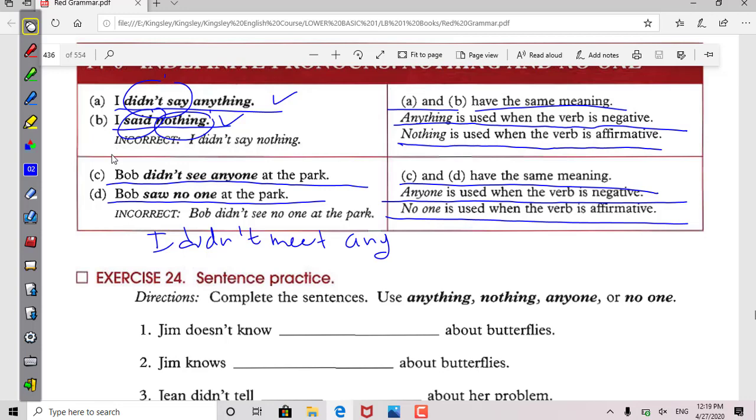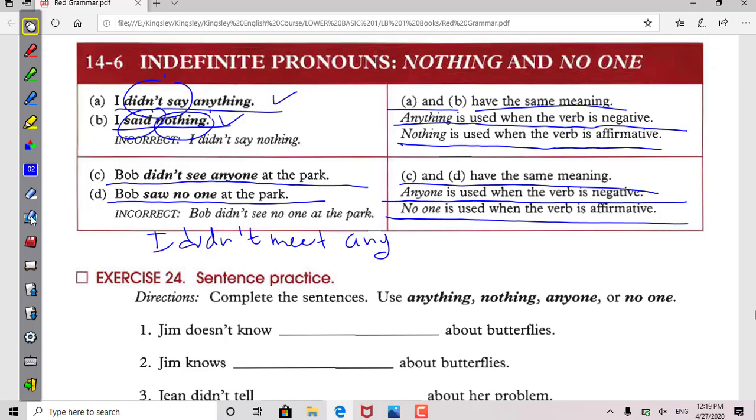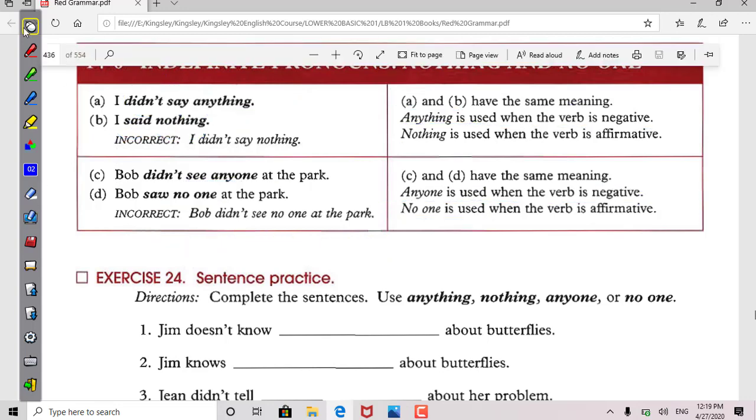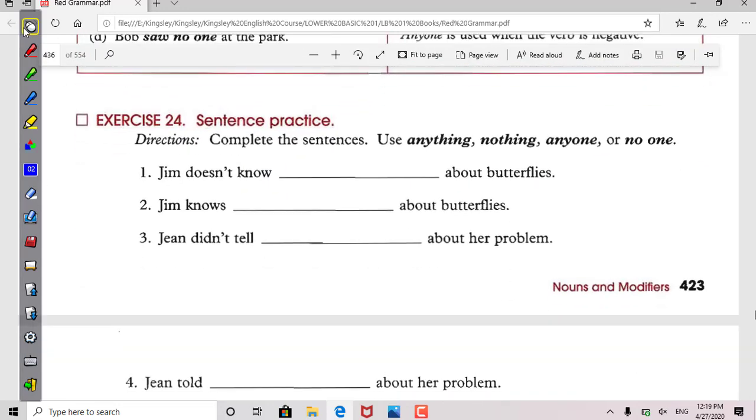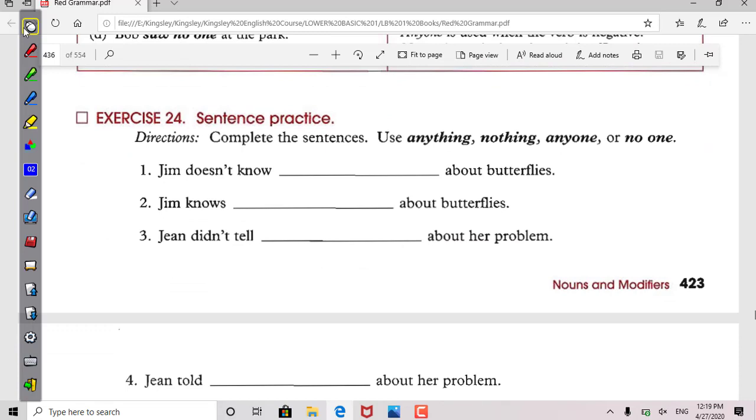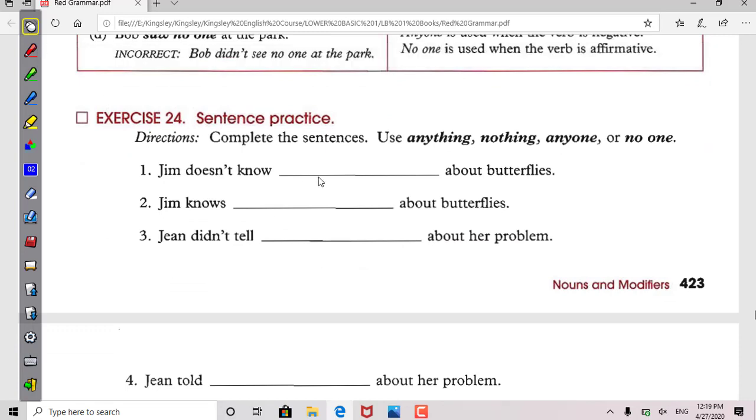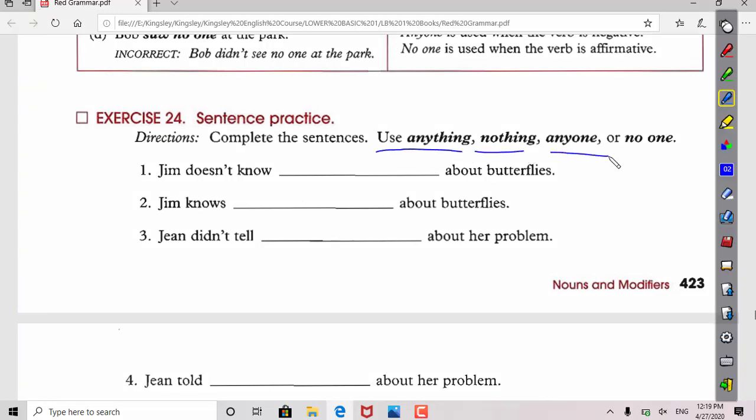Now we can try to see the exercise over here. I will delete first and then look at this one. Use anything, nothing, anyone, or no one. Jim doesn't know blank blank blank about butterflies. So you have to choose whether to use anything, nothing, anyone, or no one. Jim doesn't know anyone.